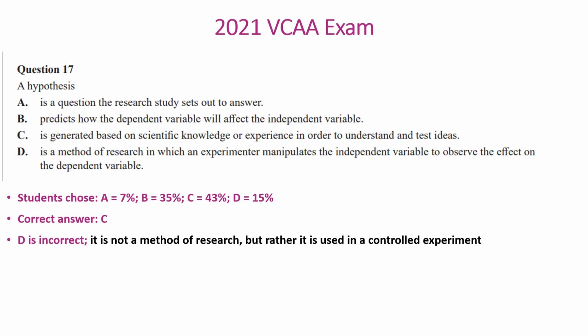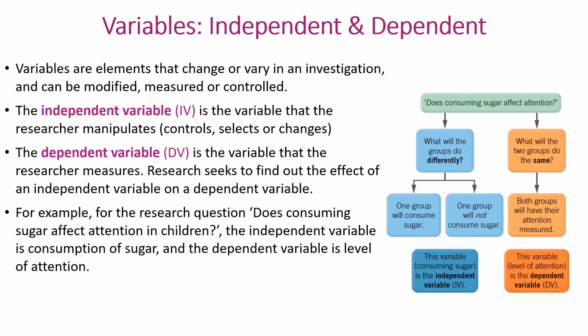The hypothesis is based on scientific knowledge in order to understand the test ideas. It's not our textbook explanation of the hypothesis, but a process of elimination will get us there. The problem with D is that a hypothesis is not the method of research. It's simply the tool that we use in a controlled experiment to explore that IV-DV relationship.